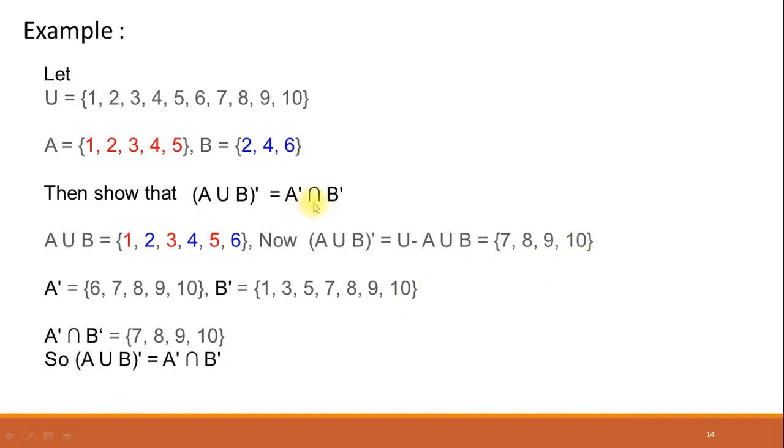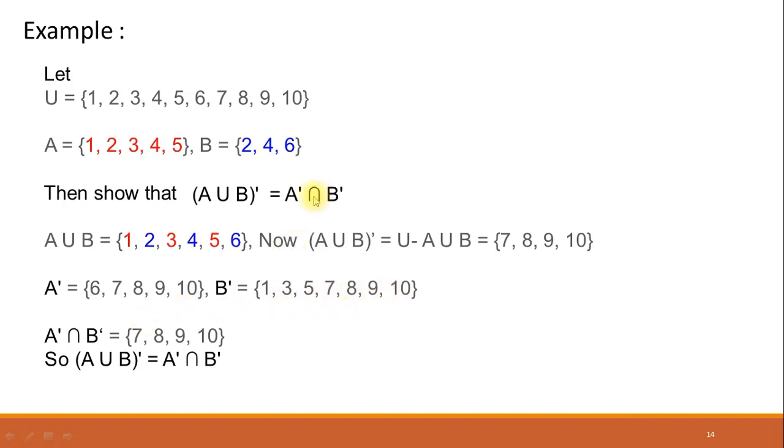Now for the right hand side, first of all find A complement. A complement means universal set minus A, the difference of universal set and A. Subtracting set A from the universal set, we get 6, 7, 8, 9 and 10. And B complement means subtract set B from the universal set. So B complement contains the elements 1, 3, 5, 7, 8, 9 and 10.